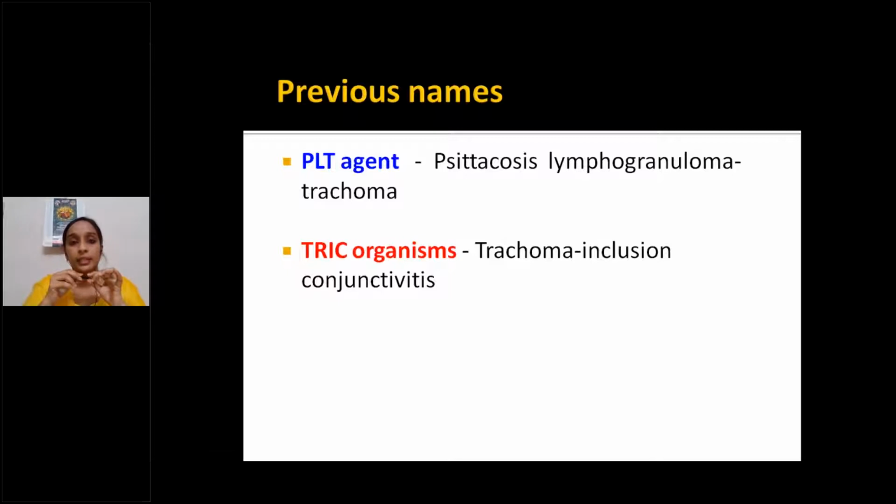So for these bacteria, under the viruses, there were two previous names. PLT agent, meaning cytotoxic lymphogranuloma trachoma agent, and the second name is TRIC organism, TRIC: trachoma inclusion conjunctivitis causing organisms. These two are previous names of Chlamydia.